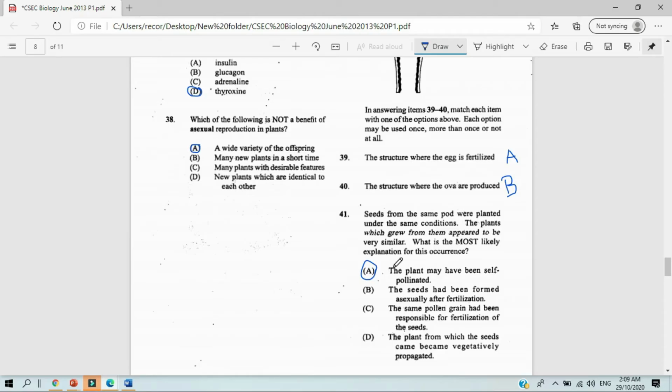I chose A. The plant may have been self-pollinated. Now, if the plant is self-pollinated, we want to talk about conserving that hybrid quality. So because it is self-pollinated, more than likely, most of the offspring will somewhat look the same. There will be variation, but of course, they will look somewhat the same. Alright, so our answer there is going to be A. Same mother and father, the children must have something in common.